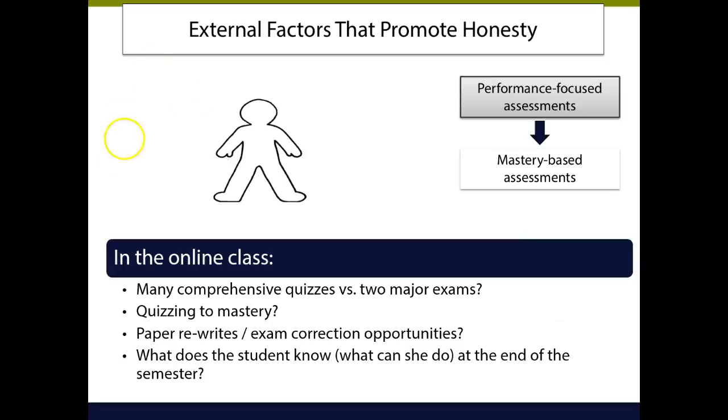So again, instead of giving 2 major exams, which are probably more performance-focused, you could move to a comprehensive quiz system where students are asked to master content and skills over the course of the semester, and what you're seeing is their progress over the course of the semester. You could do quizzing to mastery. I'll talk about that a little bit more in a minute. More or less, that's where you say this: take the quiz as many times as you want until you get 100%. Right? What I want to see is that you actually master the material, not a snapshot of what you could do at one given point in time.